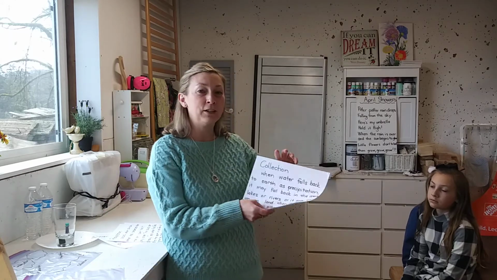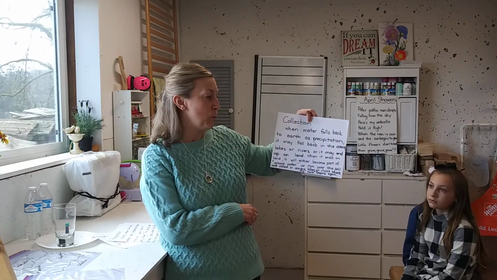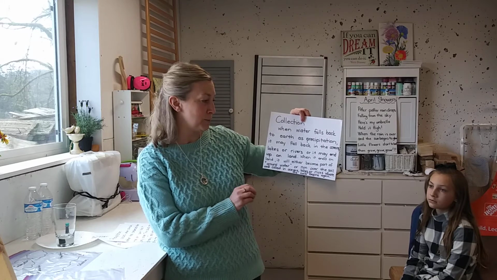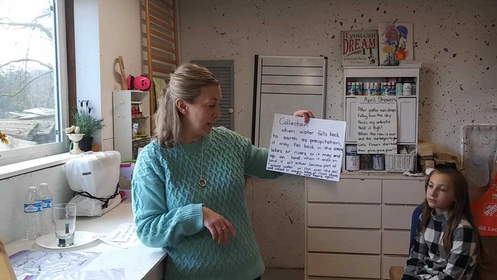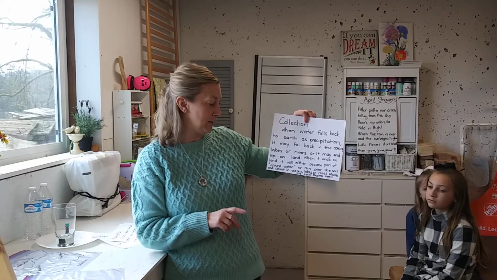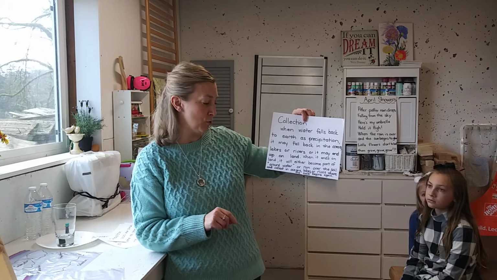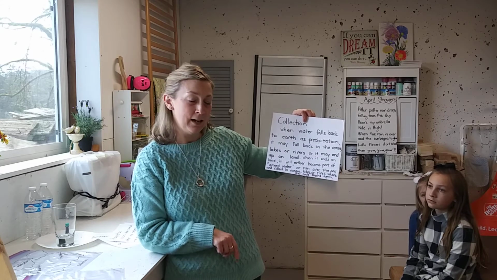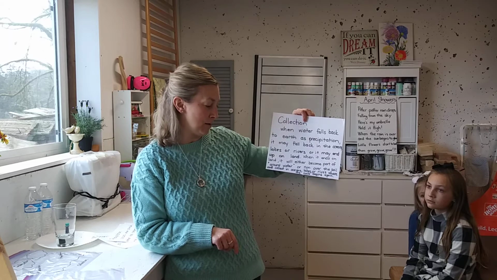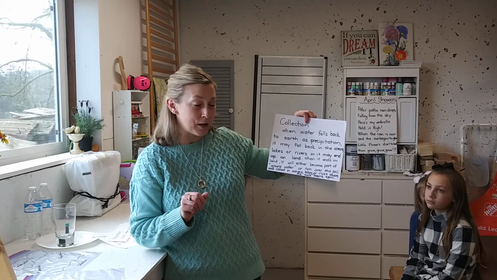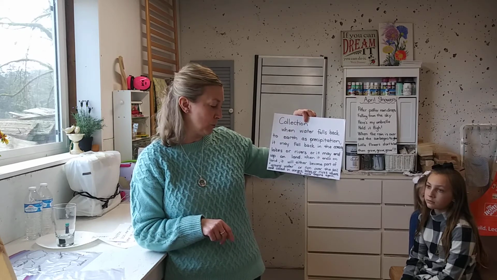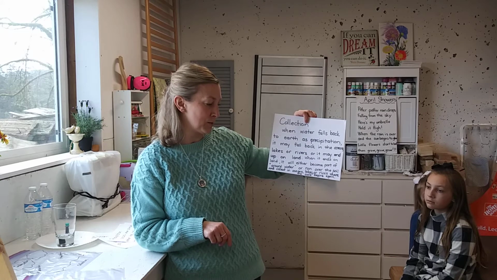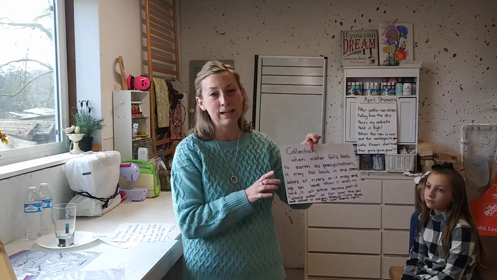And then we have collection. Collection is when water falls back to earth as precipitation, so that rain. It may fall back in the oceans, lakes, or rivers, or it may end up on land. When it ends up on land, it will either become part of groundwater or run over the soil and collect in ocean, lakes, or rivers where the cycle begins again.